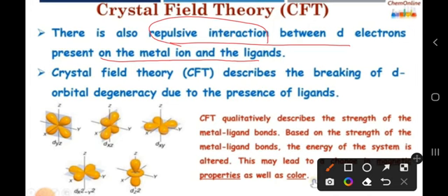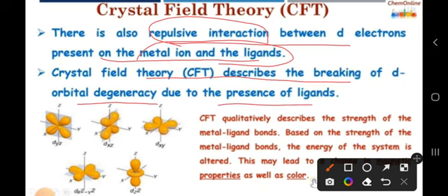So that one is present on the metal atom, and ligands are present on the d electrons. This theory mainly describes the breaking of d orbital degeneracy due to the presence of ligands. The d orbitals have the same energy, that's why we call it degeneracy. So when ligands are present, what happens? Whether it will increase or decrease, the degeneracy, the same energy, will be lost.